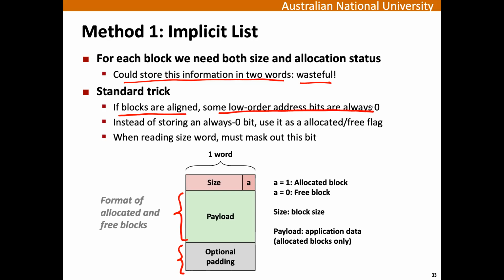Now, if blocks are aligned at an 8-byte boundary, how many bits are always 0? The least significant 3 bits are always 0. If blocks are aligned at an 8-byte boundary, then your addresses are such that the least significant 3 bits are always 0. So instead of storing an always 0 bit, we can use it for the allocated/free flag. And when reading the size word, we need to mask it out. Alignment, once again, if you remember, helps with more efficient transfers across the cache and memory hierarchy. And if we ask you to allocate aligned at an 8-byte boundary, then you need to pick an address that is divisible by 8. And those addresses will have the least significant 3 bits zero.